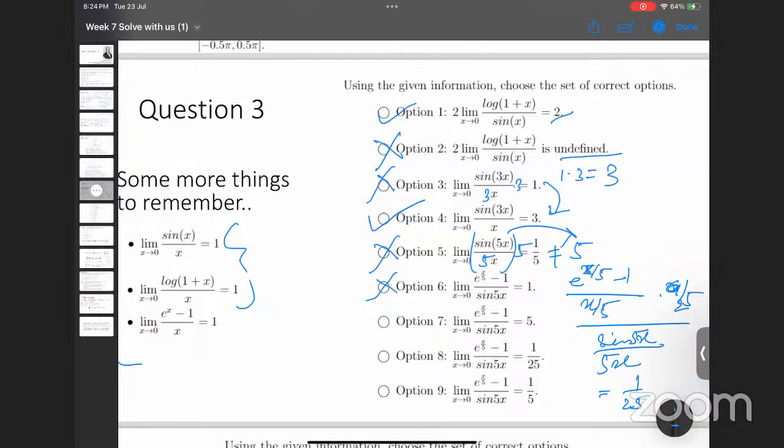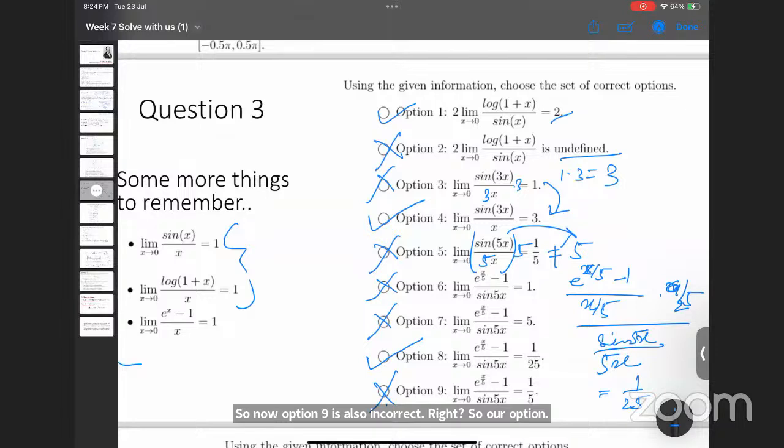Option 7 is also incorrect. Option 8 is correct. And option 9 is L'Hospital's rule, clearly, so option 9 is also incorrect. So our correct options are 1, 4 and 8. Any doubt? No, ma'am, it's clear.